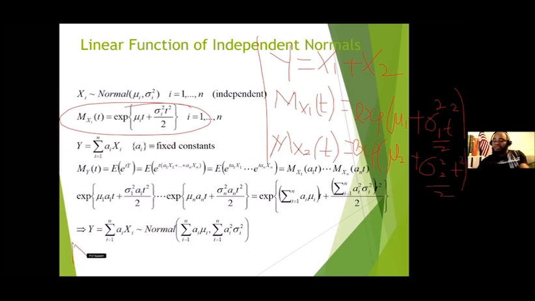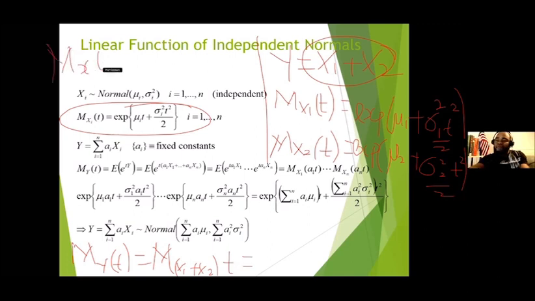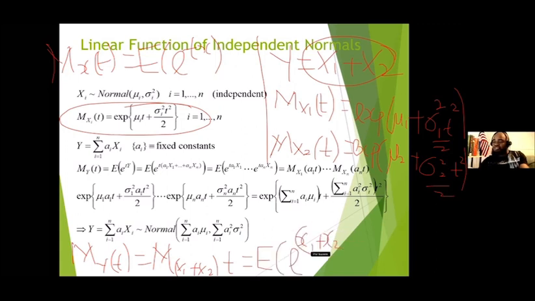Now, what are we seeking to get? We actually want to get the moment generating function of Y, right? And what is Y? Y is the sum, so X1 plus X2, of t. And what is the formula? The moment generating function M_X of t is the same thing as the expected value of that. I think you know that. So in this case, we're going to have the expected value of e raised to the power (X1 plus X2) t, right?